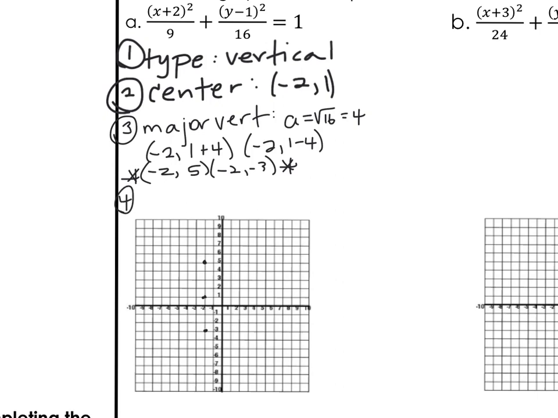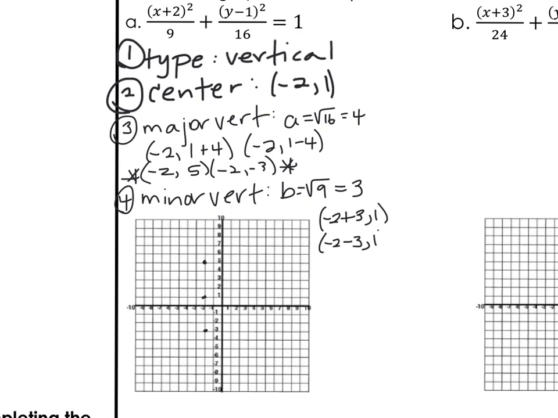To get the minor vertices, kind of that same process. Since b squared is 9, b is the square root of 9, which is 3. This means we're going to go right and left 3. We're going to take the x coordinate of the center, which is -2. We'll add 3, and then we'll take the x coordinate of the center and subtract 3. And that moves it right and left. That's all it does. So if we go 3 to the right, we'll be at 1, 1. And if we go 3 to the left, we'll be at -5, 1. And those are our minor vertices.